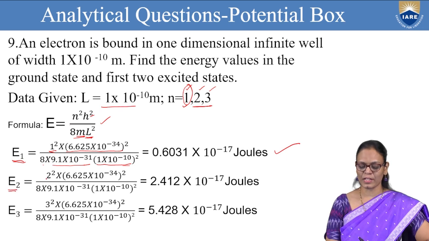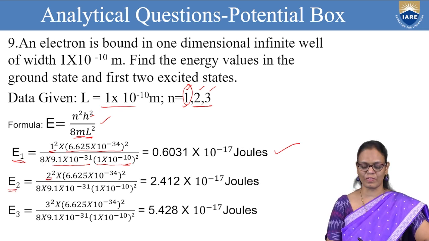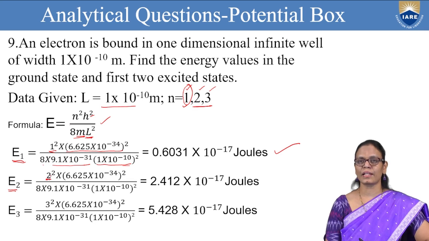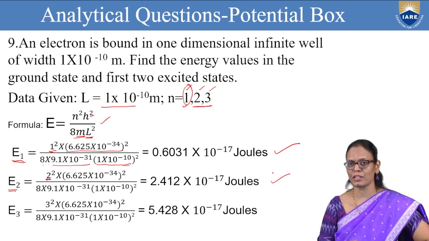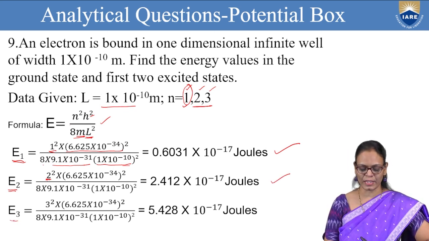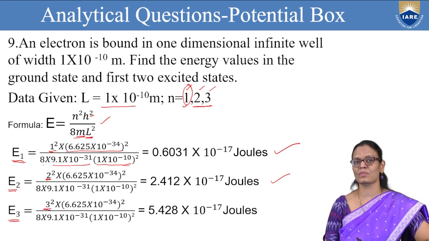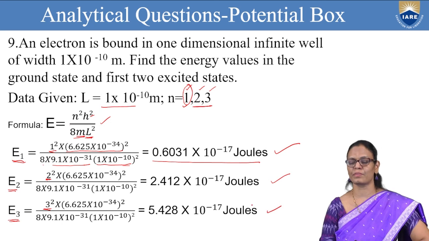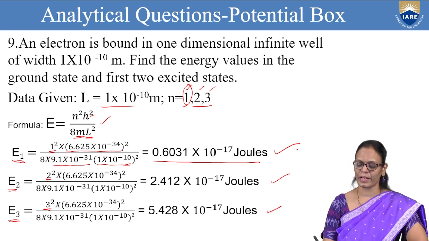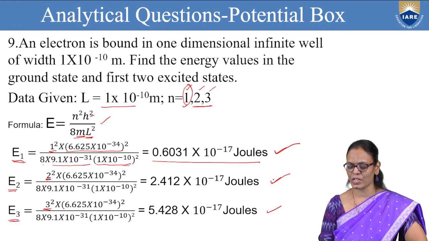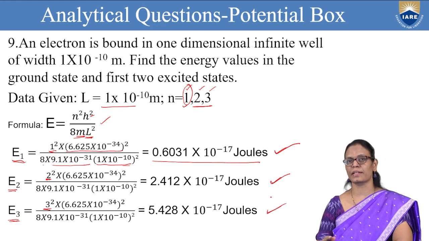And for E2, we consider n as 2. So 2 square will be 4. That is the difference here. We are taking n as 2. So we get 2.412 into 10 power minus 17 joules. And for E3, the second excited state, n square is 3 square, so 3 square will be 9. So 9 multiplied by this value you can do, or you can substitute here and get the value. So this is for the ground state, first excited state and the second excited state.